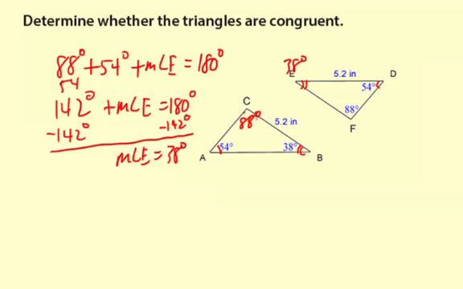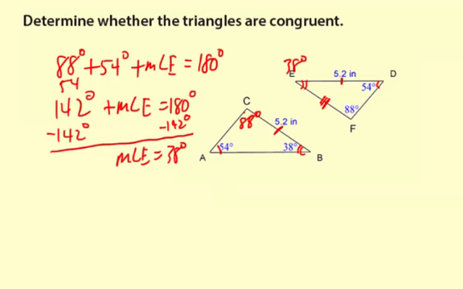Now, are the triangles congruent? Well, let's see. We have the side of 5.2 inches and 5.2 inches here. And let's see if the corresponding sides match up. Well, the 5.2 inches is between the 88 degrees and the 38 degrees. And over here, that would be this, segment EF.